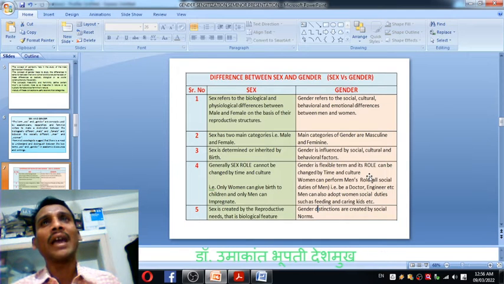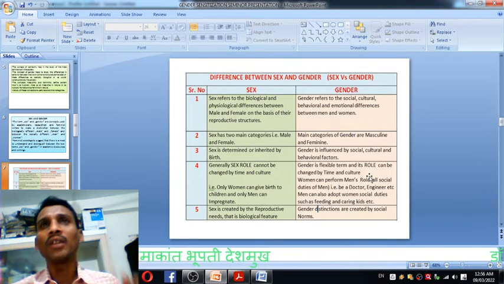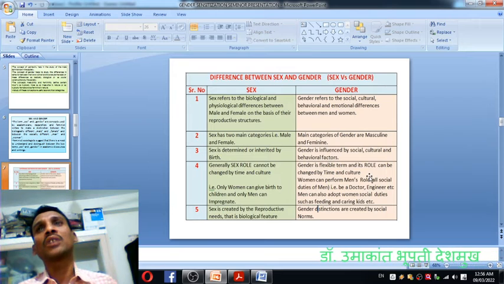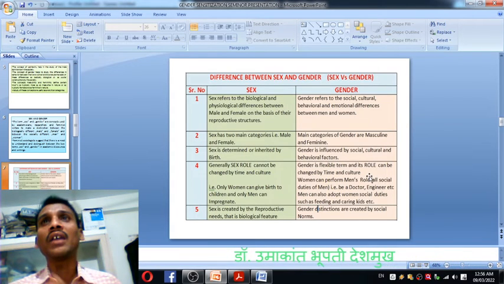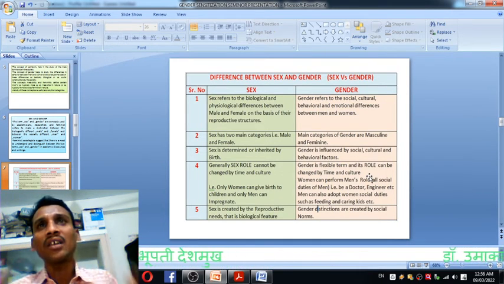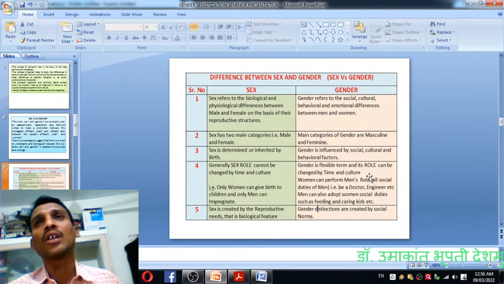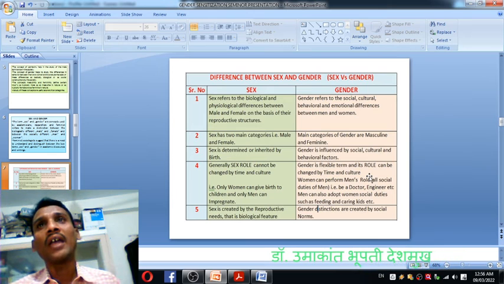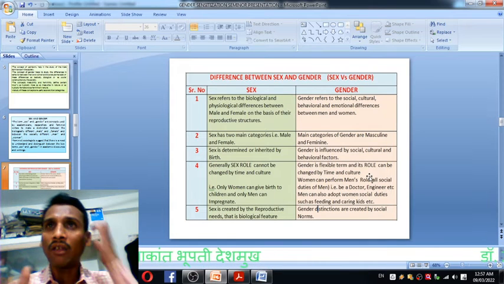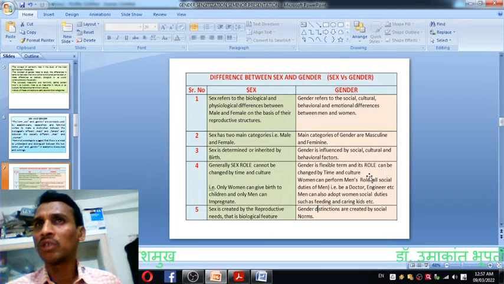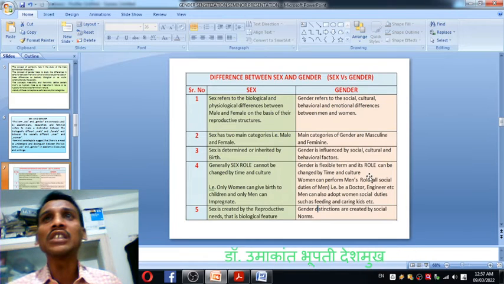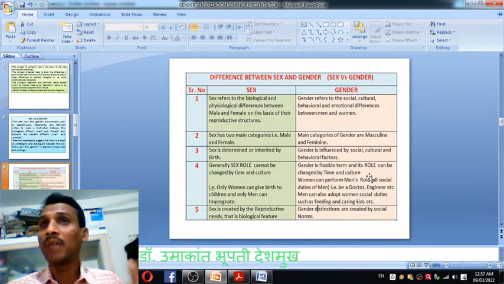Sex refers to the biological and physiological differences between male and female on the basis of their reproductive structure, whereas gender refers to the social, cultural, behavioral and emotional differences between men and women. So sex is a biological, natural difference, but gender refers to social, cultural, behavioral and emotional differences. Sex has two main categories, male and female, but the main categories of gender are masculine and feminine. Sex is inherited by birth, but gender is influenced by social, cultural and behavioral factors.